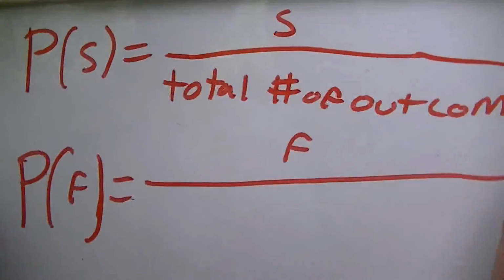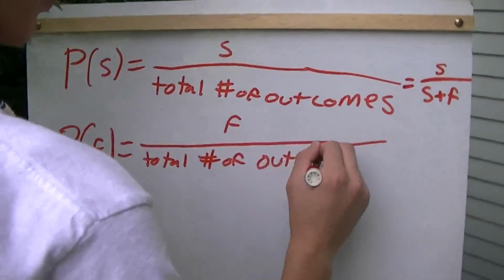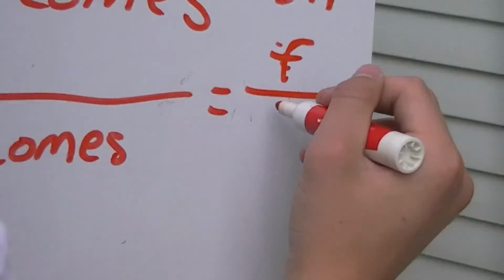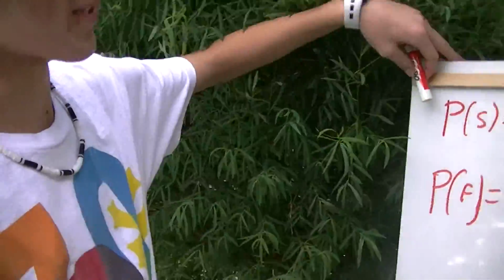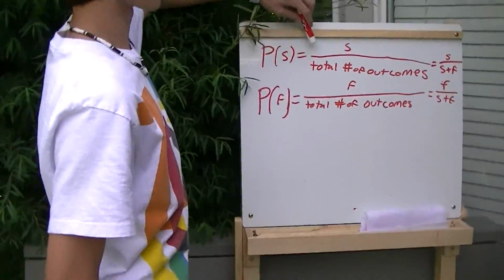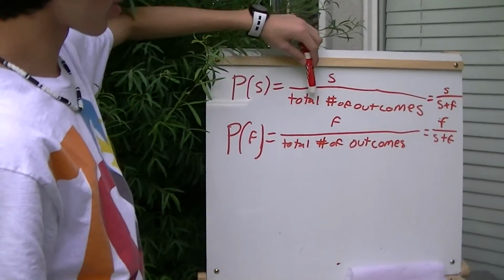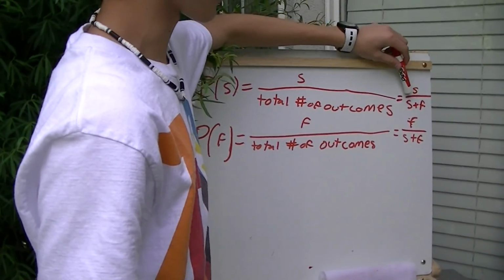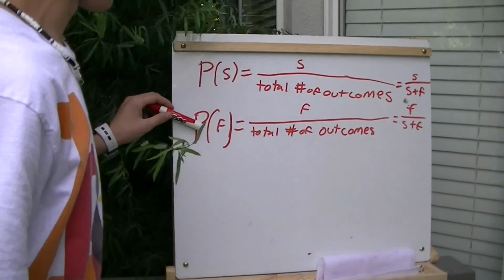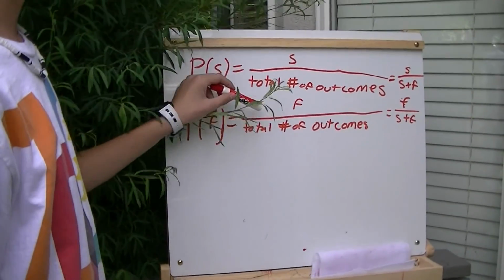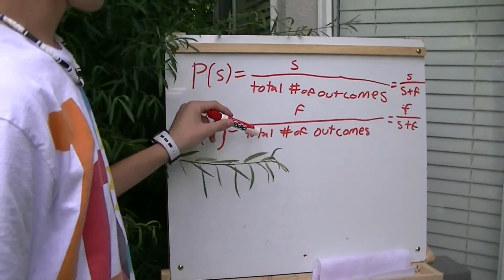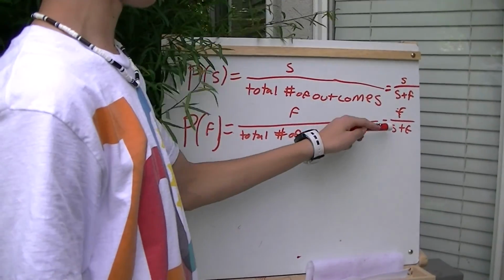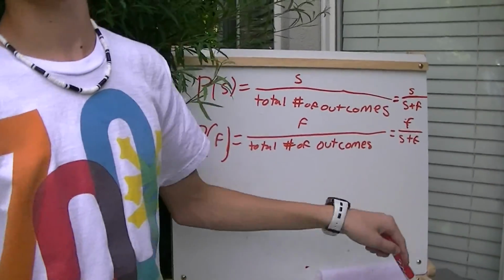Probability is a ratio of successes to total outcomes. Here we have the success formula. As you see, S stands for success. Success over total number of outcomes equals success over success plus failures. And for failures, F over total number of outcomes equals F over S plus F.